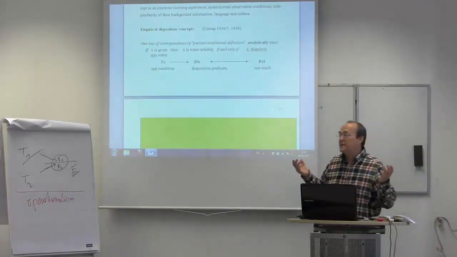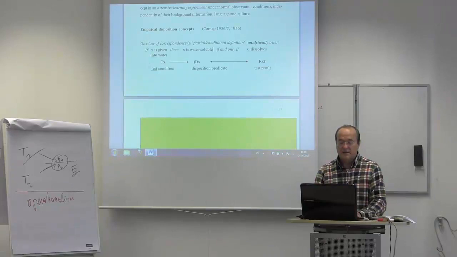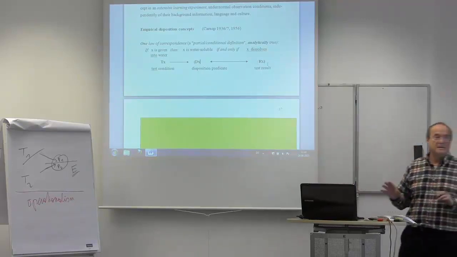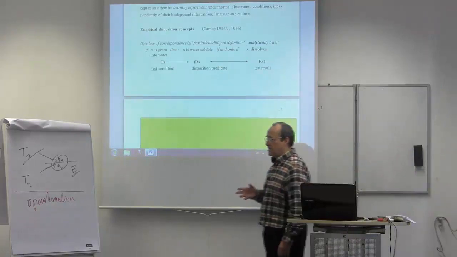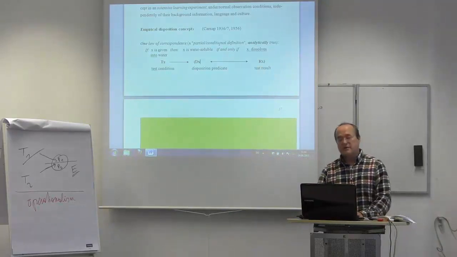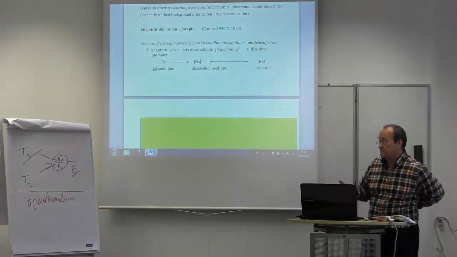Then I cannot find out by empirical means whether it has the disposition or not. Therefore, Carnap suggested to explicate the meaning of a disposition concept by a sentence of this form: if a certain test condition is realized, then the presence of the disposition is equivalent with, occurs exactly if, a certain test result obtains. This is a form of what Carnap called a partial definition or a conditional definition of the condition of a certain test operation. So if X is given into water, then X is water soluble if and only if it dissolves. If it's not given into water, you don't know.